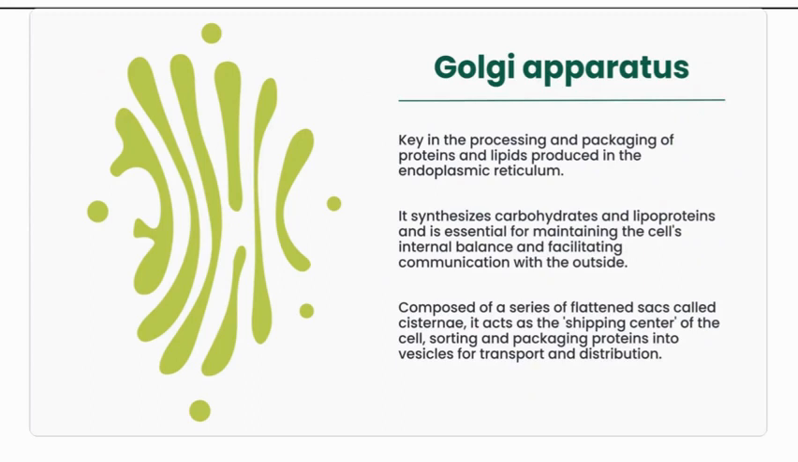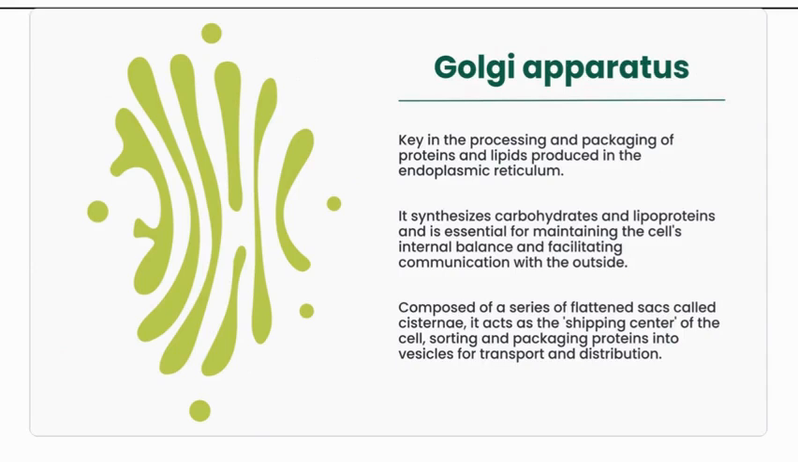Now let's learn about the Golgi apparatus. This is key in the processing and packaging of proteins and lipids produced in the endoplasmic reticulum. It synthesizes carbohydrates and lipoproteins and is essential for maintaining the cell's internal balance and facilitating communication with the outside.